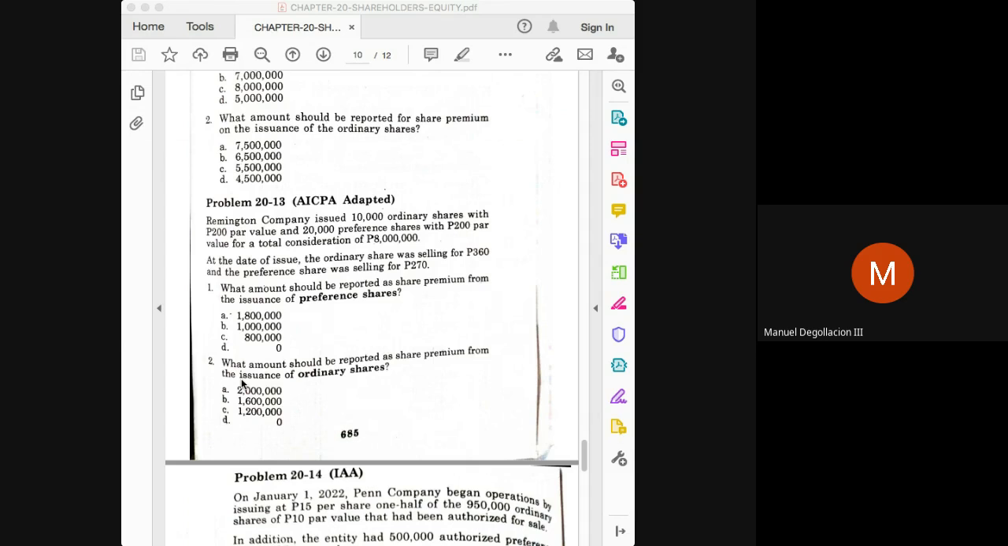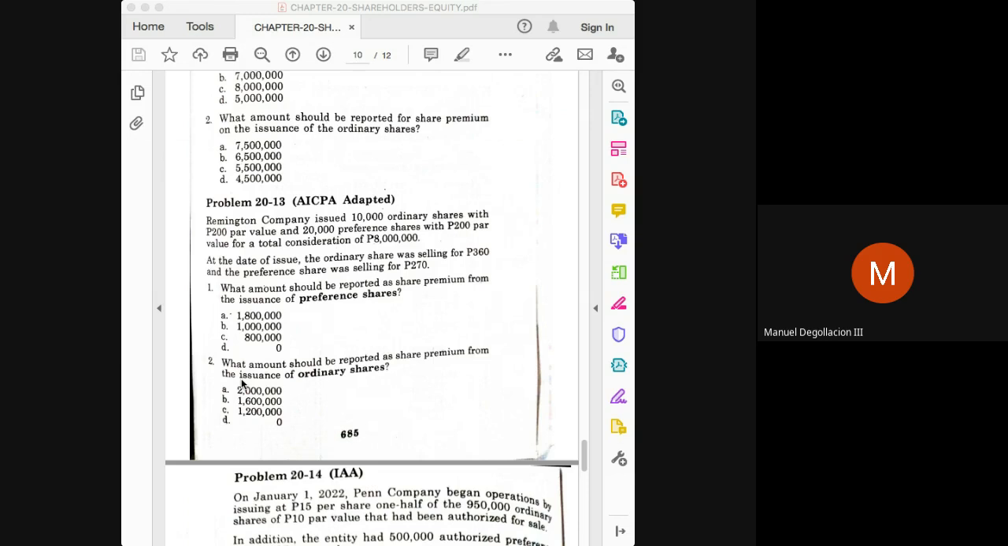Okay, so the idea is correct that you are allocating them based on their fair values, but you should be using their total fair values, because the size of the issuance class, the number of shares issued for the preference share and the ordinary shares will matter. Okay, so you do not just use the price per share, you get the total fair value of all the shares that are being issued.